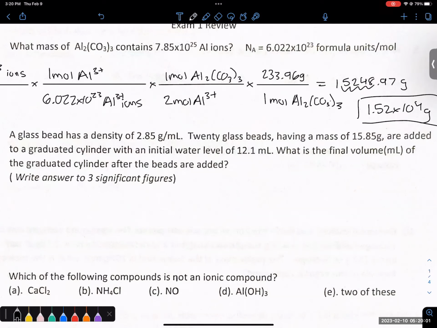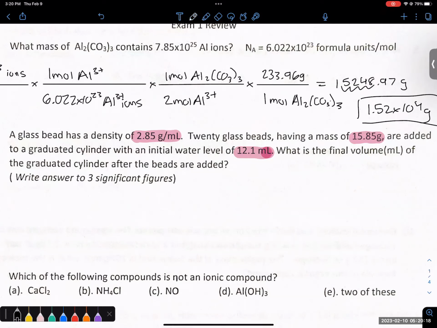So a glass bead has a density of 2.85 grams per milliliter. 20 glass beads having a mass of 15.85 grams are added to a graduated cylinder with an initial water level of 12.1 milliliters. What is the final volume of the graduated cylinder after the beads are added?